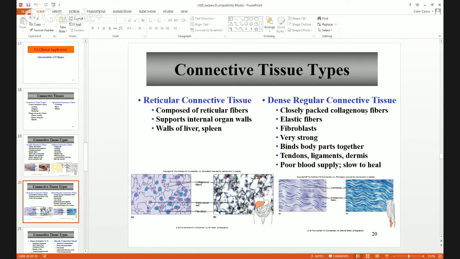Dense regular connective tissue: closely packed collagenous fibers, elastic fibers, fibroblasts. Very strong, binds body parts together, found in tendons, ligaments, and dermis. Has a poor blood supply, which makes it slow to heal.